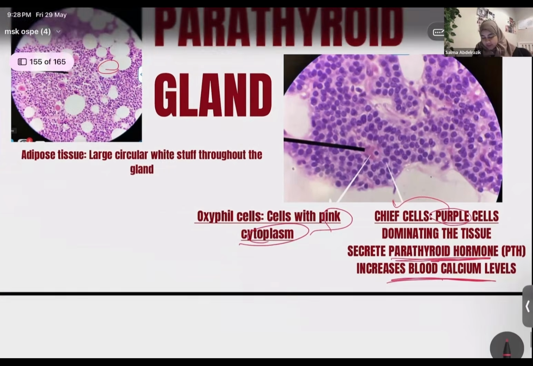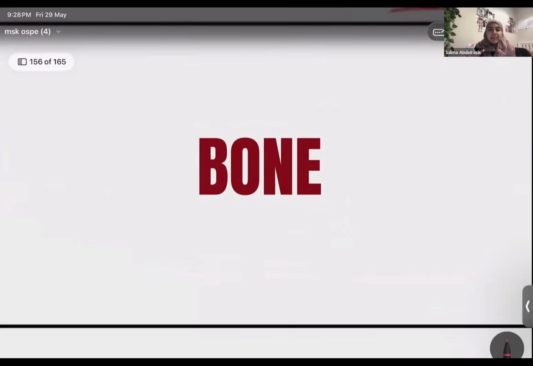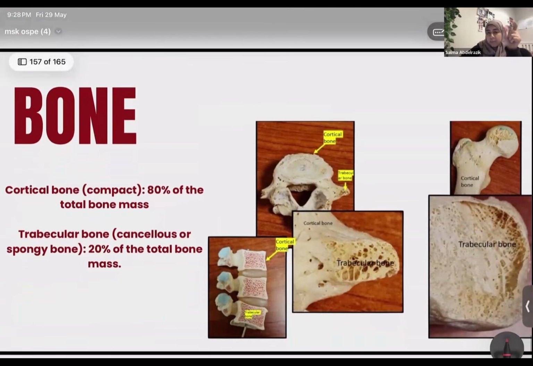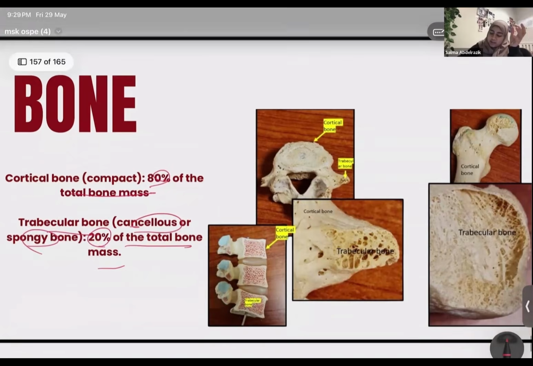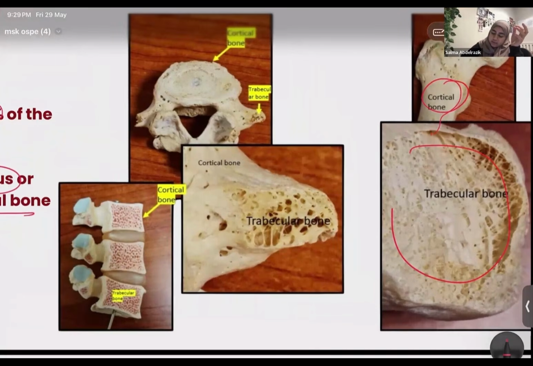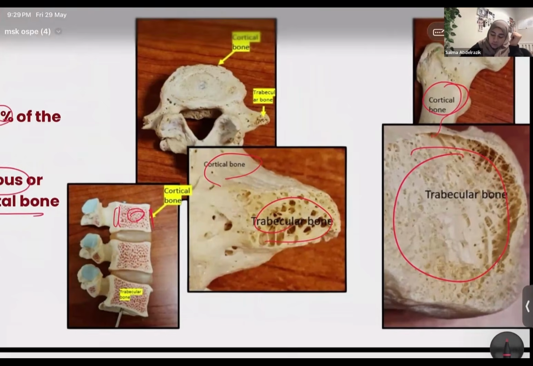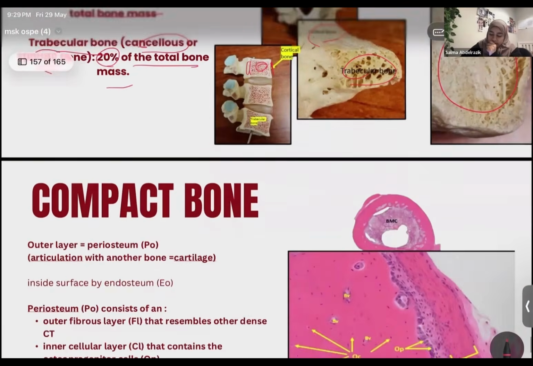Cool. Big part. Bone, we have two things we're going to discuss in bone. We have cortical bone or compact bone, which is 80% of the total bone mass. We have trabecular bone, which is cancellous or spongy bone, which is 20% of the total bone mass. So if you're looking at these things, the cortical is the strong part, trabecular is the spongy part. Cool? Let's start talking about the compact bone.